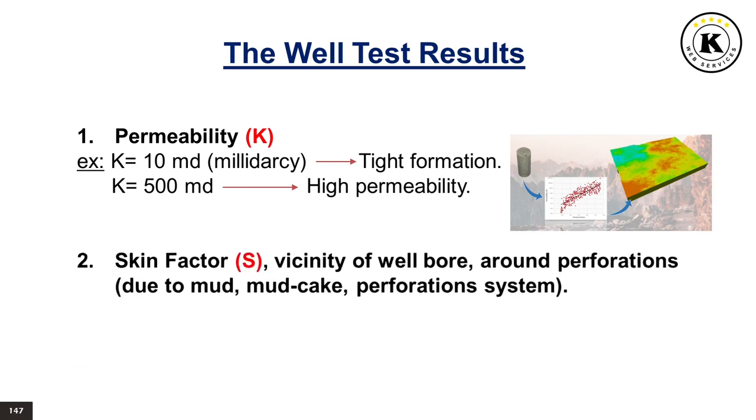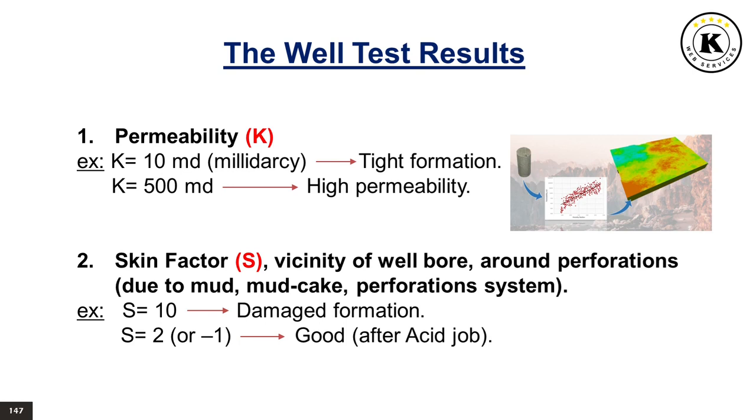2. Skin factor, S, which is the vicinity of the wellbore around perforations due to mud, mudcake, and perforations system. For example, S equals 10, this means a damaged formation. S equals 2, or minus 1, this means a good formation after acid job.